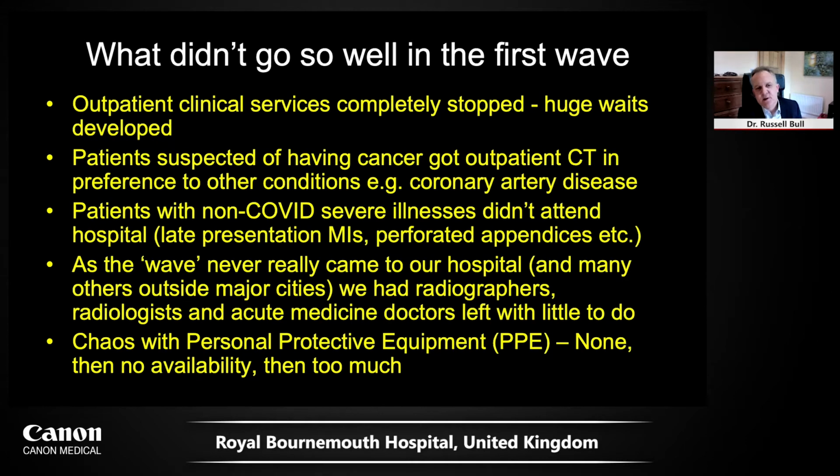So what didn't go so well in the first wave? Well, outpatient clinical services completely stopped, and predictably, huge waits developed. And sadly, patients suspected of having cancer got outpatient CTs. So even those with some weight loss, but any other condition didn't get a CT scan. So if you were suspected as having coronary artery disease, you didn't get a CT, even though our incidence is also about 5%. So that was unfortunate.